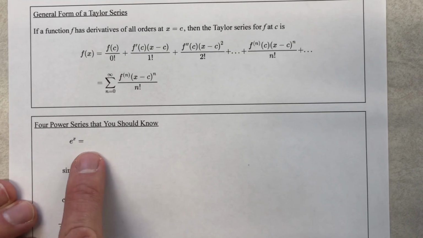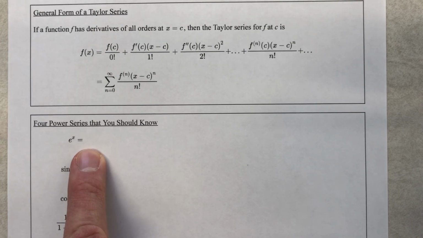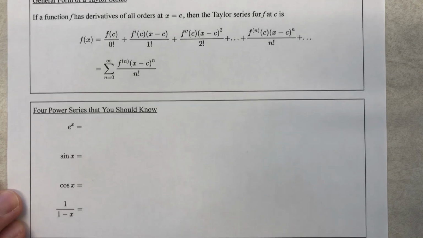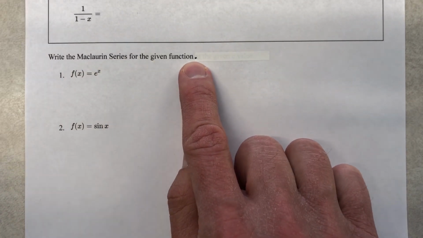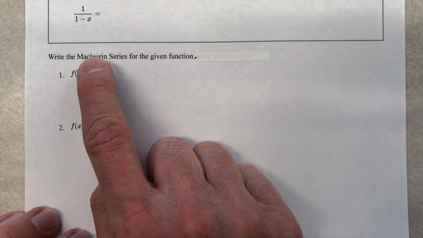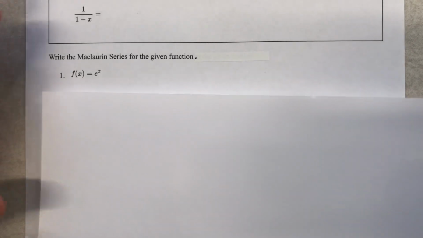You can write e to the x as a polynomial, like x to this, plus x to that, plus x to this, with some numbers and coefficients, and it's great. So much fun. Watch this. We're going to write the Maclaurin series for the given function. Okay. A Maclaurin series is centered at 0, and I don't have space, so we're going to just jump right in.